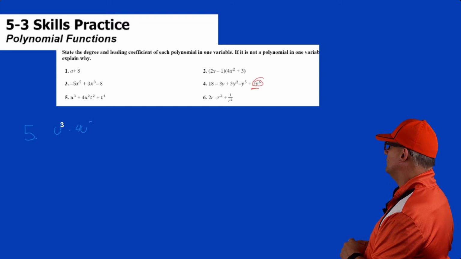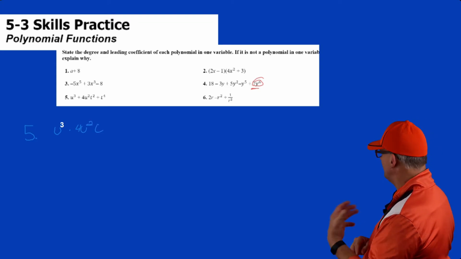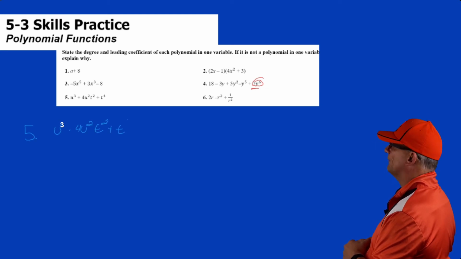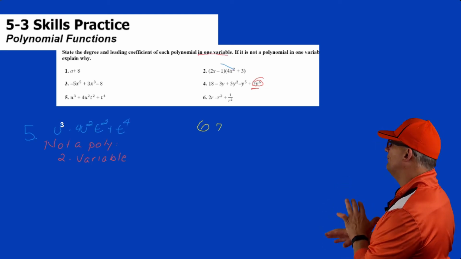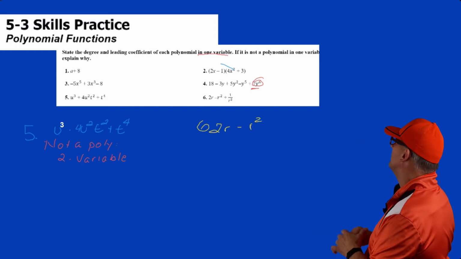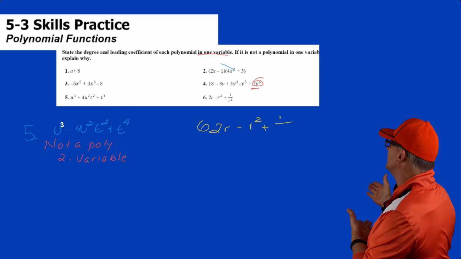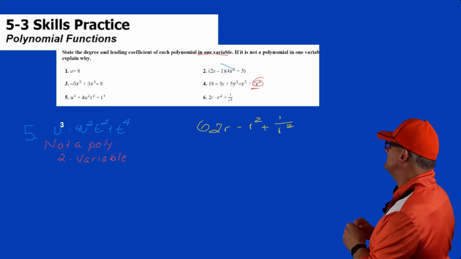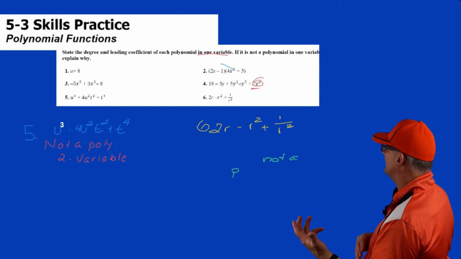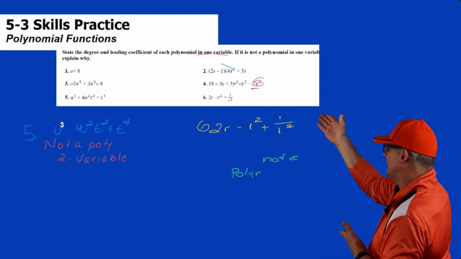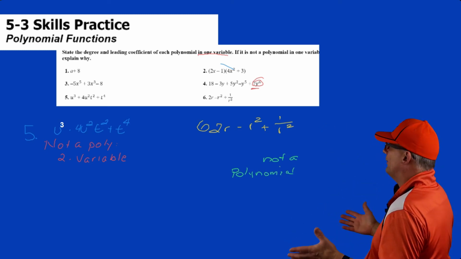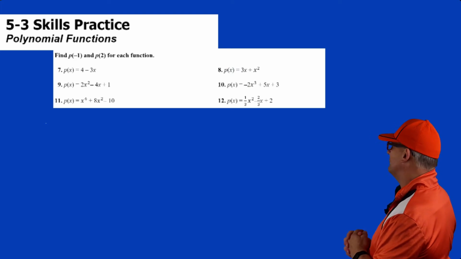So u cubed, that should be u cubed. I wrote squared plus 4u squared plus t to the 4th, right? So what would be the leading coefficient and the degree? Well, guess what? As soon as you see there's 2 variables, well, that doesn't meet our requirement. It wants us to figure out the polynomial. It says in the directions in one variable. So this one's actually pretty easy. It's not a polynomial. Okay? That's all we got to do.